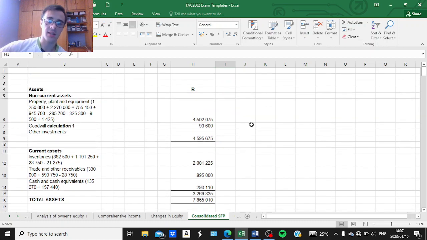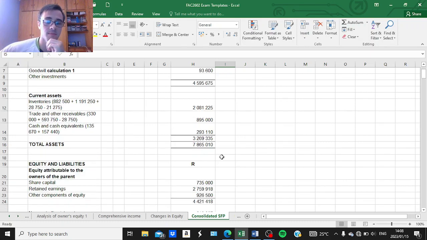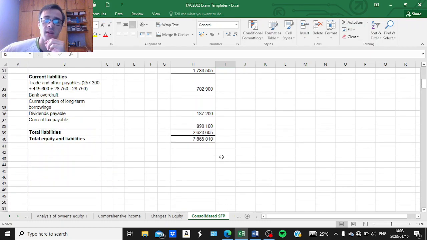Okay, this then concludes today's lesson. In the next lesson, I will be working through question 3, the statement of cash flows, using the indirect method, because a lot of you have been asking that we work through a statement of cash flows question where we use the indirect method. So that will be covered in our next session.